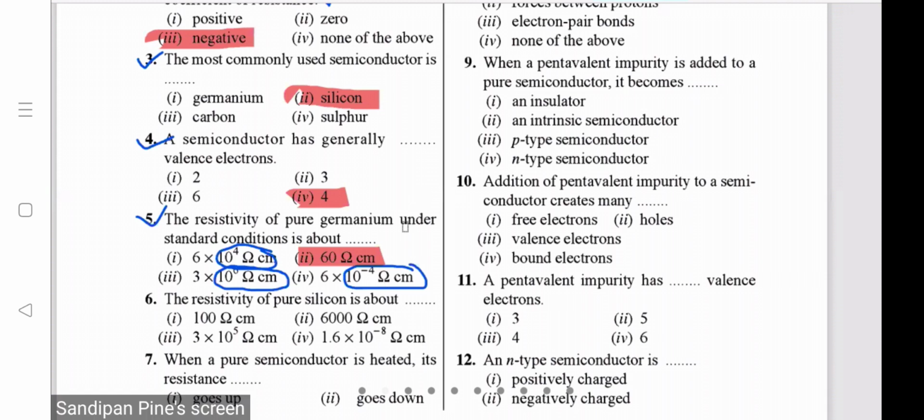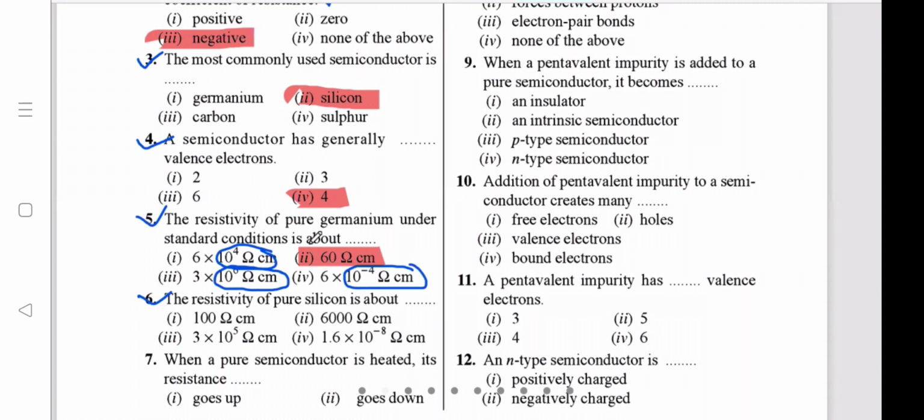Resistivity of germanium is about 60 ohm-cm, and resistivity of silicon is around 6000. Germanium is more conductive than silicon. In silicon, at room temperature, the number of carriers is 10 to the power 10 per centimeter cube. That is the intrinsic carrier concentration. Whereas in germanium, it is 10 to the power 12. So germanium is more conductive. As I told, 10 to the power 10 and 12, this is around 100 times. Silicon resistivity is 100 times more than germanium.